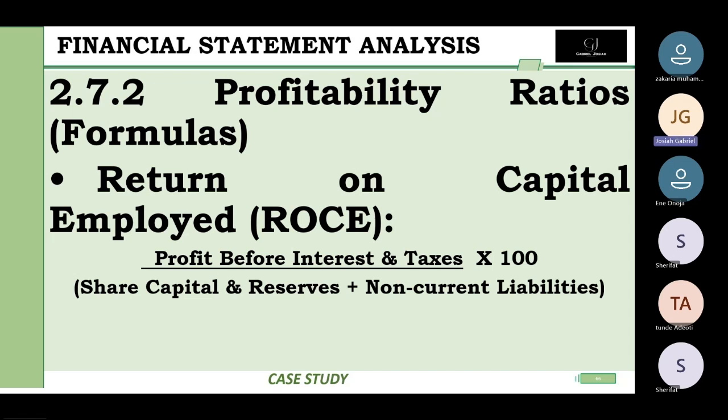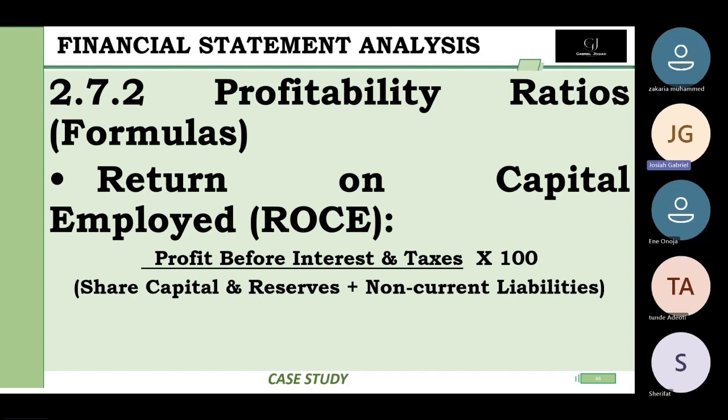So you want to see how much returns you're getting from both capitals and even your reserves in form of your retained earnings. So everything that has to do with your capital should be the denominator, and your profit before interest and tax expressed in percentage is your return on capital employed, which is a cardinal and important ratio when you are asked to calculate profitability ratios.